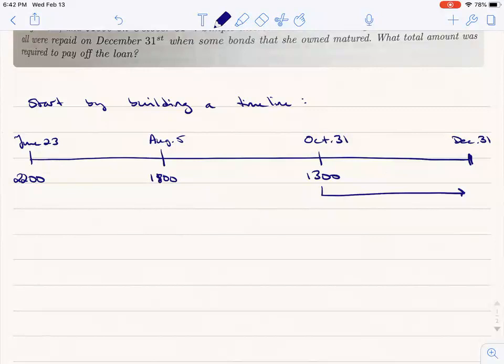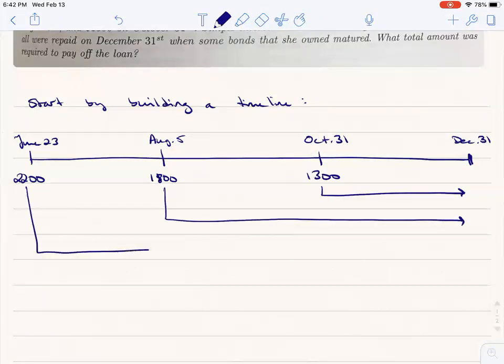So I'm going to draw these arrows just from the most recent, just because I'll show you here. That way my arrows don't overlap, and that's the only reason. So we have to pull all these forward to figure out, well, what is this 1,300 worth on December 31st? How much do we have to repay?